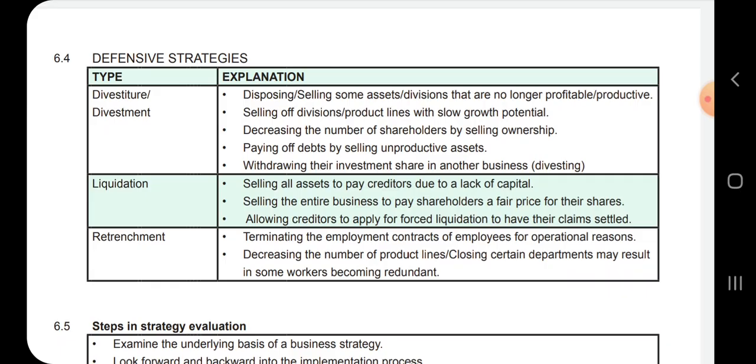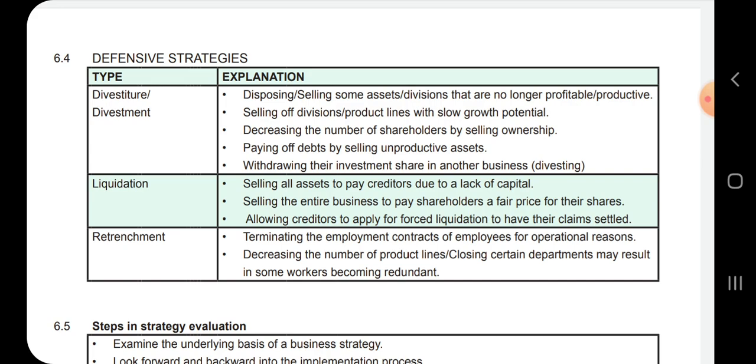And then the other strategy is the defensive strategy. With defensive strategy, we have divestiture or divestment, liquidation, and retrenchment. So this strategy is when a business is defending itself. Okay. So divestment is disposing of, selling some assets.